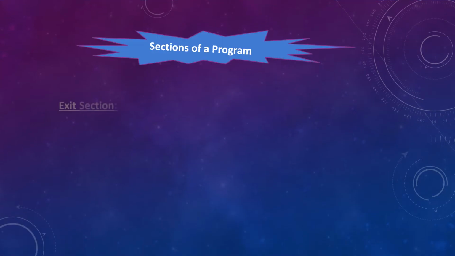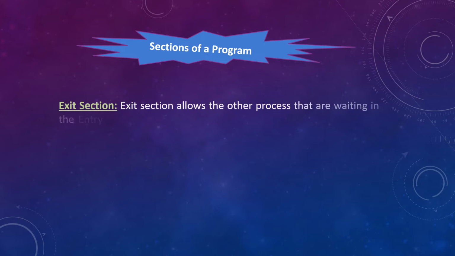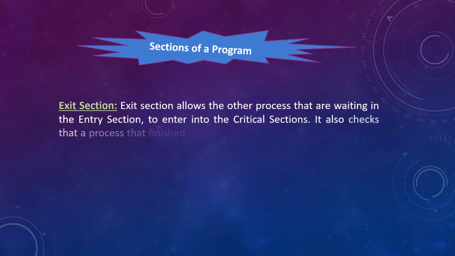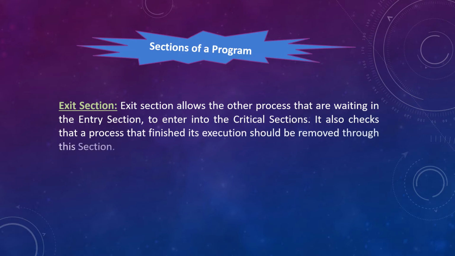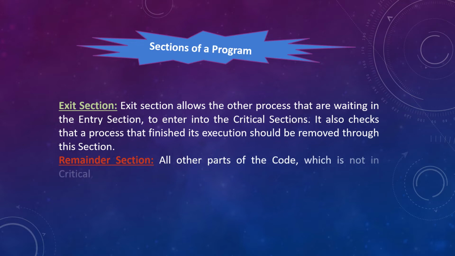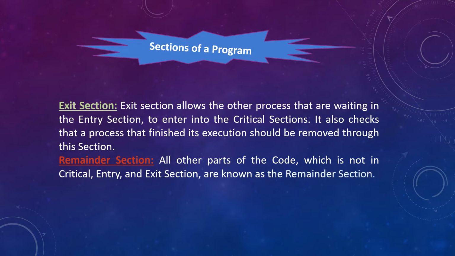Next is the exit section, which allows the other processes that are waiting in the entry section to enter into the critical section. It also checks that a process that finished its execution should be removed through this section. Remainder section: all other parts of the code which are not in the critical, entry and exit sections are known as the remainder section.